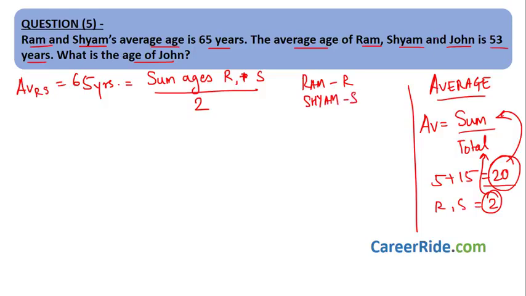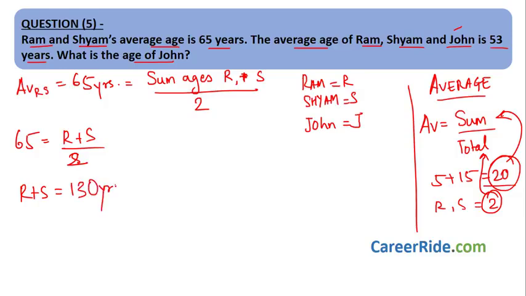Okay. And there is a third person over here, John. Let us assume John's age be J. Okay. Now, 65 is nothing but the sum of ages of Ram and Shyam divided by 2. So, R plus S would be 65 into 2, that is 130 years. Okay. Now, let's come to another scenario.